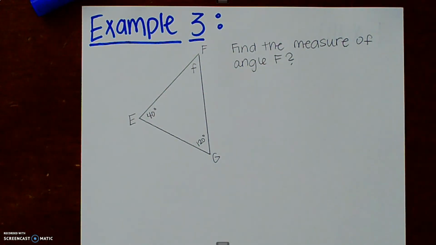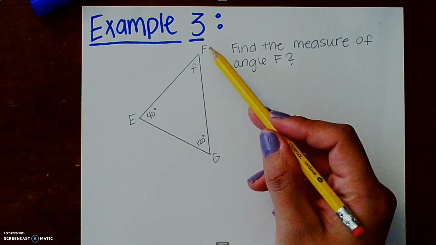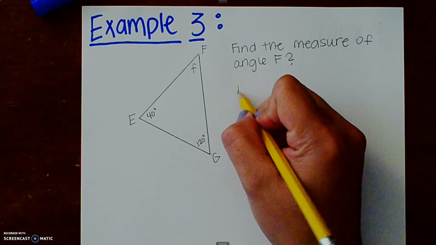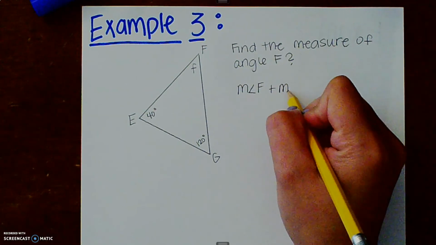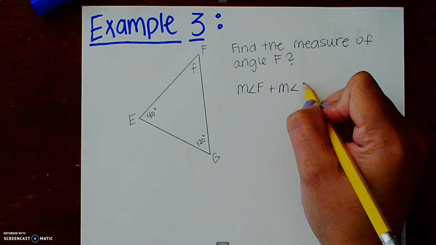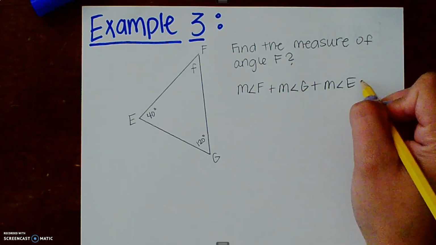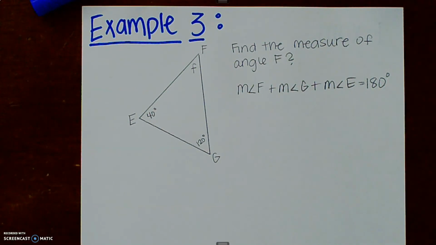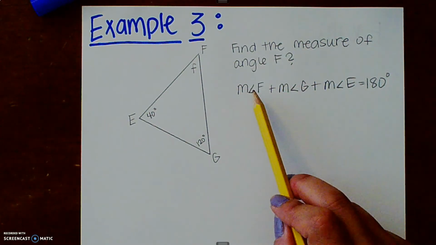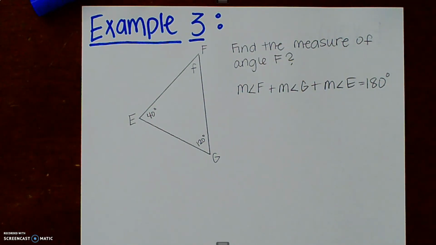So again, we're just going to plug it into our formula. Here, instead of using numbers, the triangle is actually labeled, so we're going to use those letters. So the measure of angle F plus the measure of angle G plus the measure of angle E all have to equal 180 degrees. Okay, so we have all 3 angles, 1, 2, and 3. Then you're just going to plug it in, filling in what information you are given.